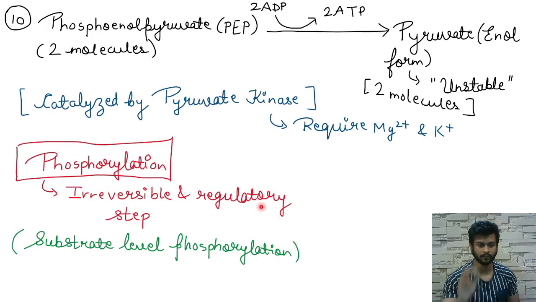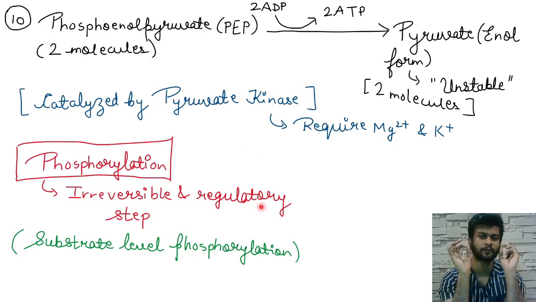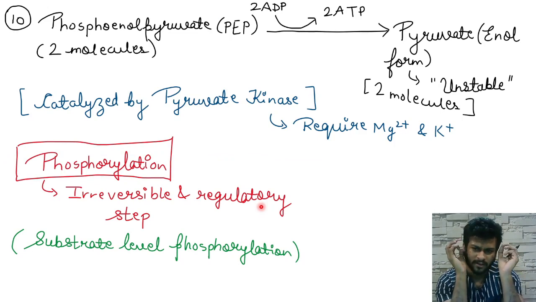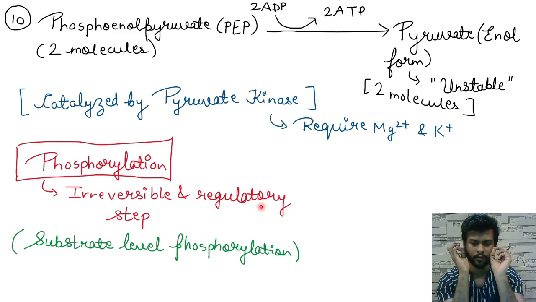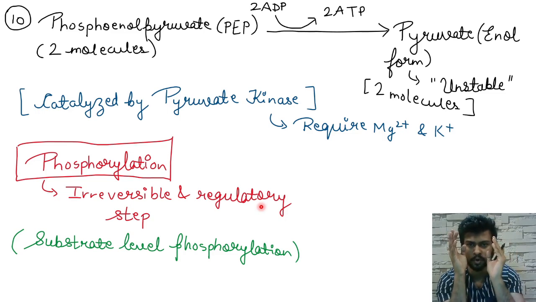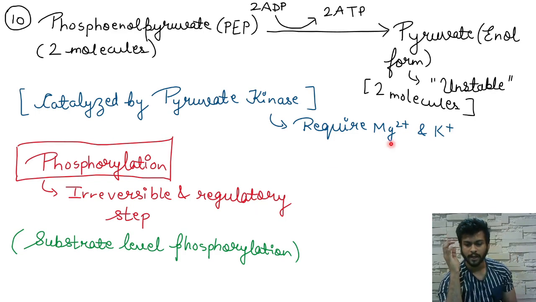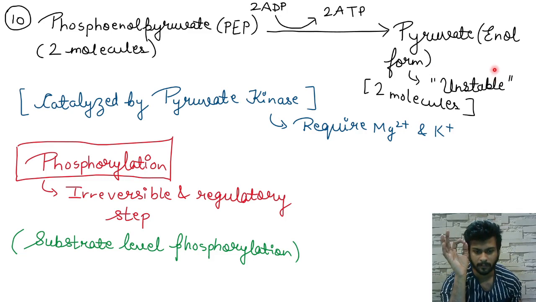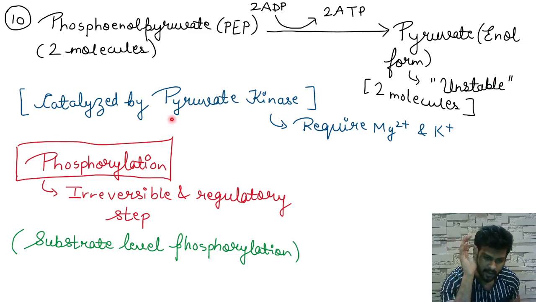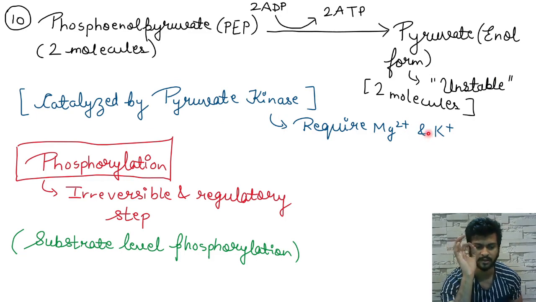Okay. And this is the last step of glycolysis. Two molecules of phosphoenol pyruvate will be converted into pyruvate. Now, very few books have this information: phosphoenol pyruvate is not directly converted into the stable pyruvate form. First, it will be converted into the enol form, which is unstable. Okay, it is catalyzed by an enzyme, pyruvate kinase.